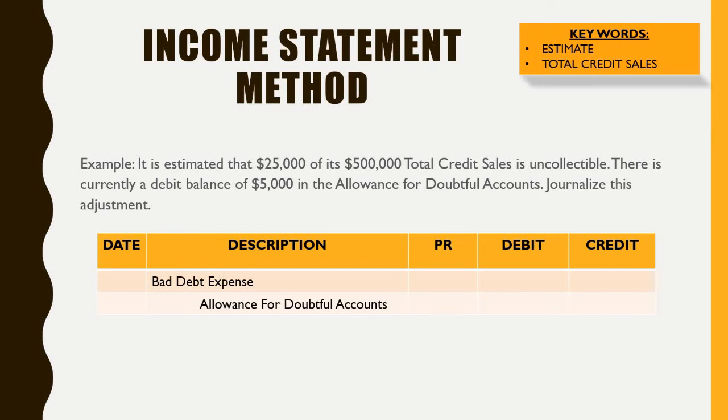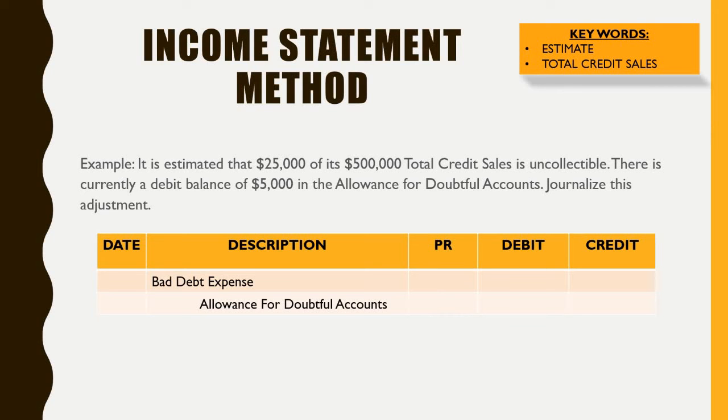Now here, I'm going to go ahead and show you the income statement method. So the income statement method, you only need to know two things. You just need to know the estimated amount. So here we see that it is estimated that $25,000 of $500,000 total credit sales is uncollectible. There is currently a debit balance of $5,000 in the allowance for doubtful accounts. Journalize this adjustment. So here, it's the same exact journal entry, right?